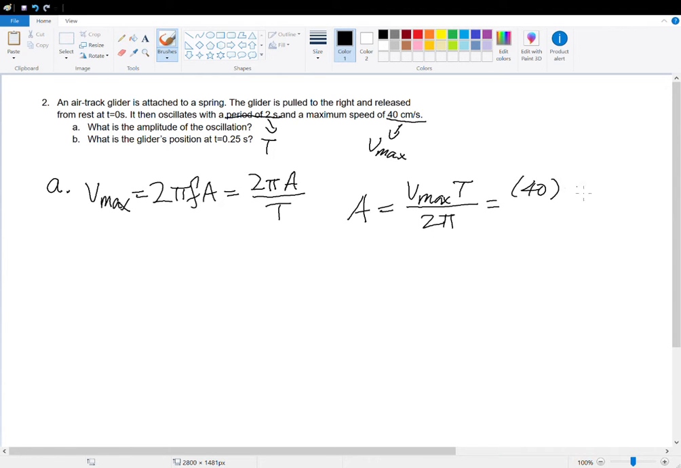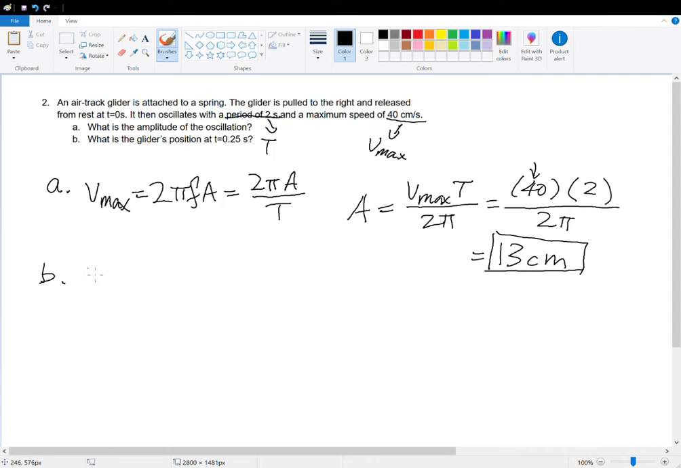And then this is equal to 40 times T, which should be 2, all over 2 pi. And if we plug that into our calculator, it turns out that we get 13 centimeters. And remember, this is in centimeters because our initial speed, V max, was 40 centimeters per second. So we have to make sure that we keep the unit as it was given to us.